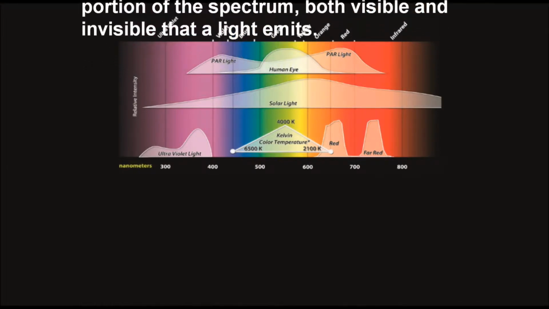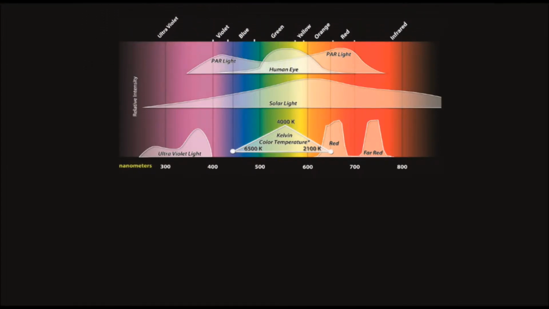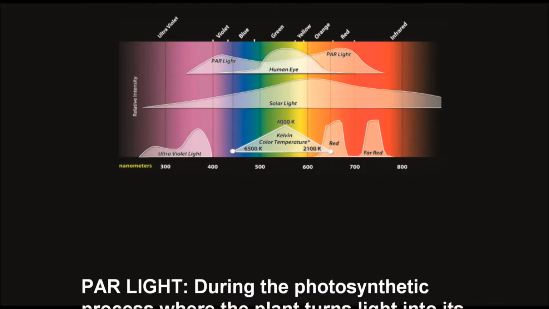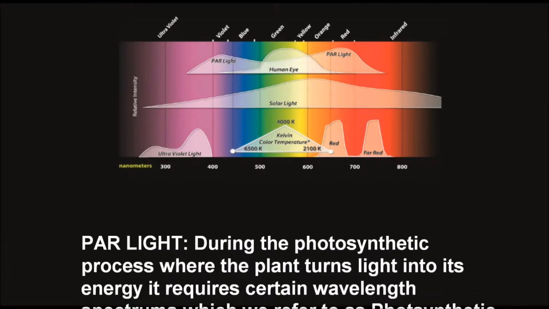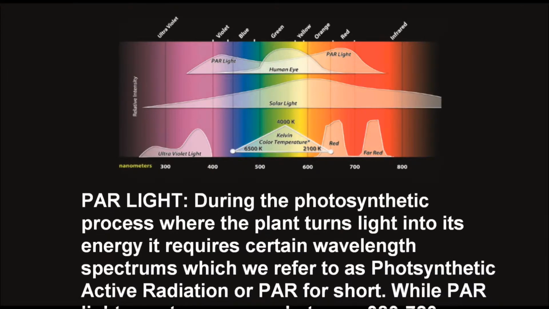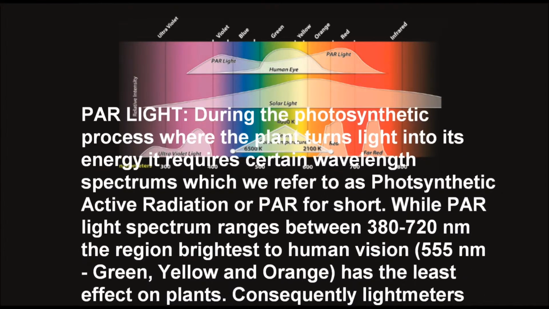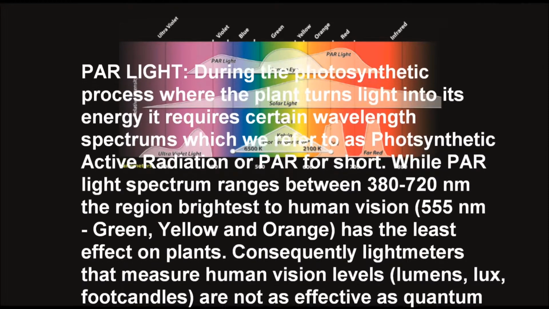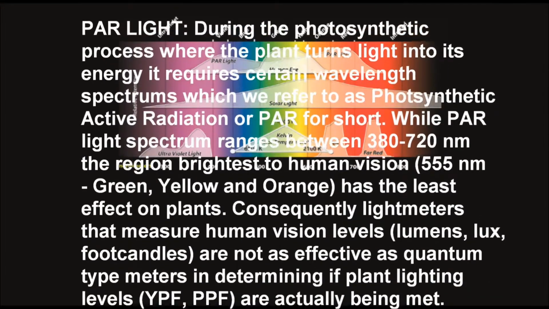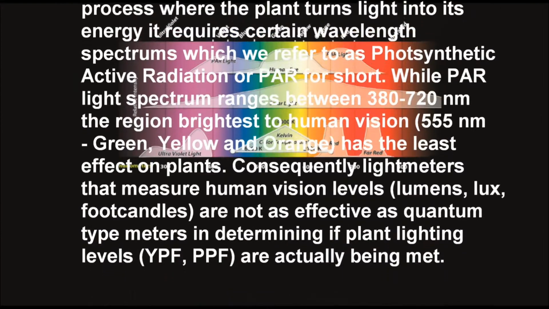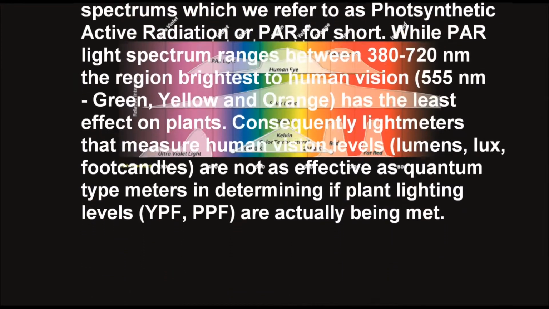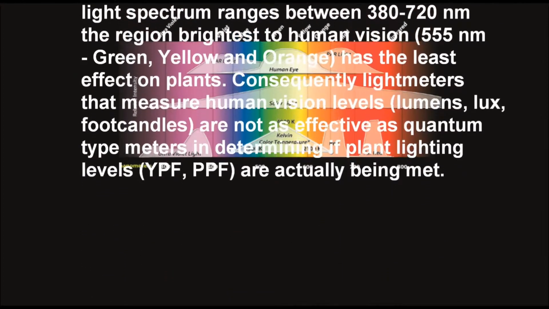PAR light. During the photosynthetic process, where the plants turn light into energy, it requires certain wavelength spectrums, which we refer to as photosynthetically active radiation, or PAR for short. While the PAR light spectrum ranges between 380 and 720 nanometers, the region brightest to human vision, 555 nanometers, green, yellow, and orange, has the least effect on plants.